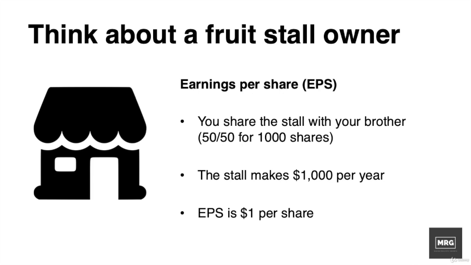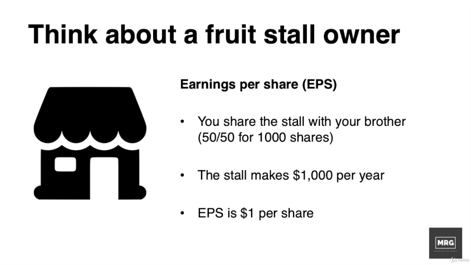In the example of a fruit store owner, the earnings per share can be explained. For instance, you share the store with your brother 50-50, and the store is worth 1,000 shares. So each of you gets 500 shares or stocks. Let's just assume the store makes $1,000 per year. So this is a net profit of $1,000 per year.